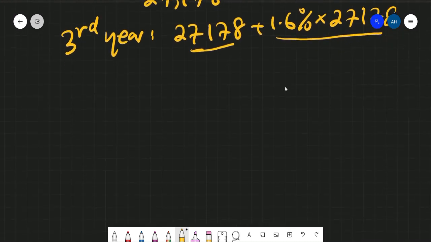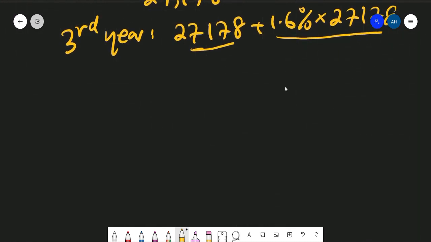Now let's list the amount of earning in the first year, that is 26,750. Since we are going to find the total earning at the end of the fifth year, we have to add the earning during the first year, the second year, and so on. 26,750 is the earning at the end of the first year. How about the second year? We have 27,178 and so on.